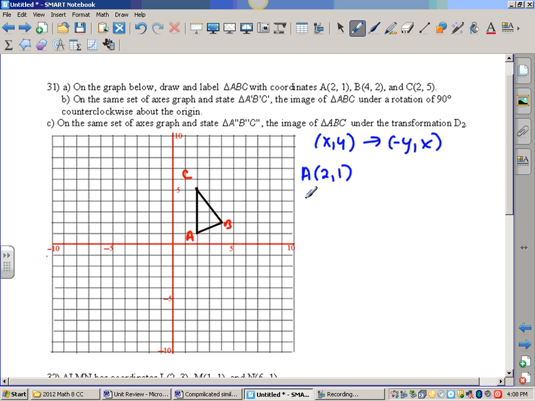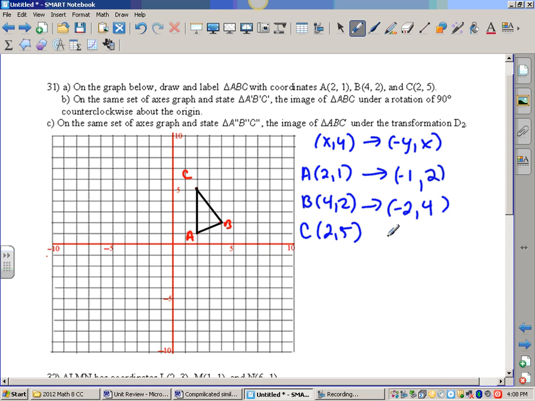Please write everything out nice, neat, and organized. You will be far less likely to make a mistake. So ready? I'm taking my original coordinate 2, 1. I'm going to flip it first so I don't get confused, and then change the sign on the front. 4, 2. Change the order, flip the sign on the front. 2, 5. Change the order, and then change the sign on the front. It's that simple, guys. Here's your coordinates right there for all your primes.